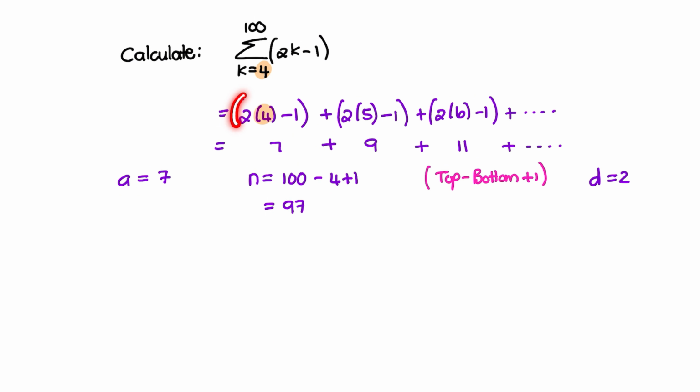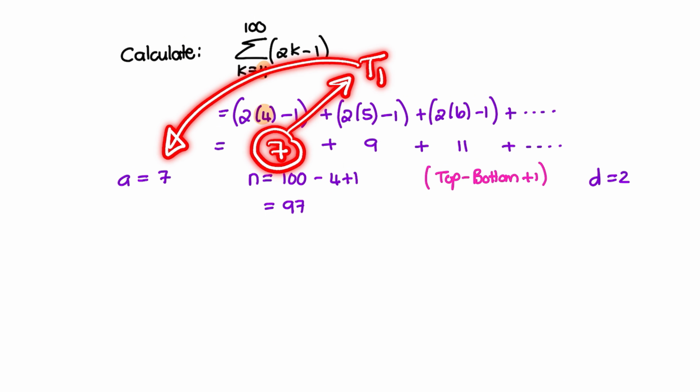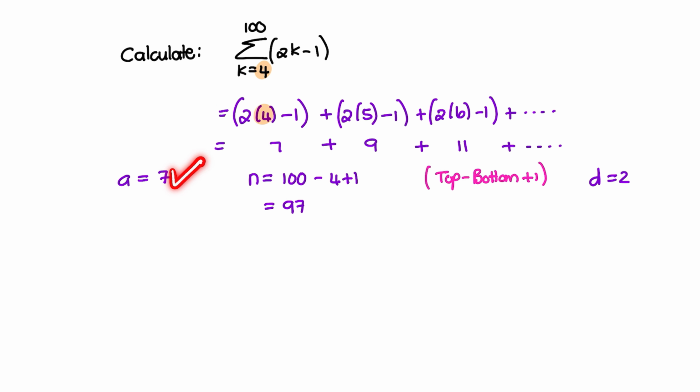So with our first term, we started by substituting k with a 4. So if I simplify the first term, I have 8 minus 1, and that is equal to 7. And 7 here represents term 1. And we also know that term 1 represents the a value. So we have an a value. Then for the second term, we have 2 times 5 minus 1, and that is equal to 9.